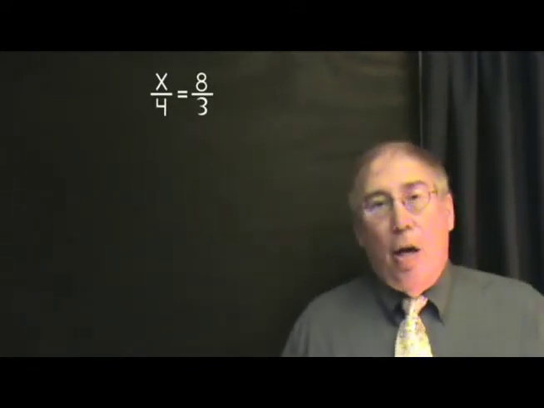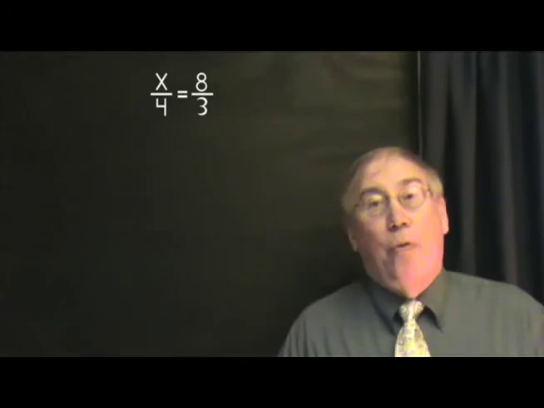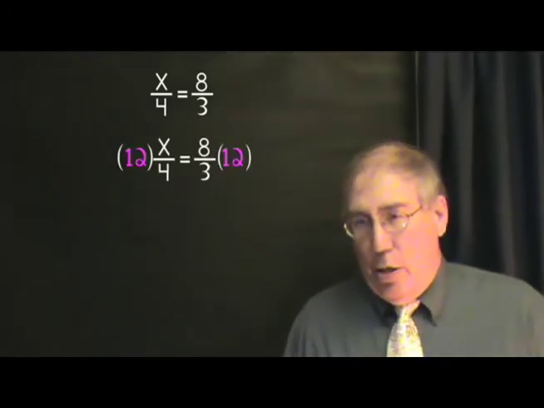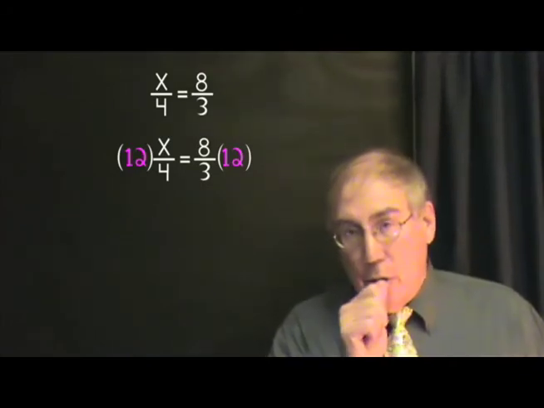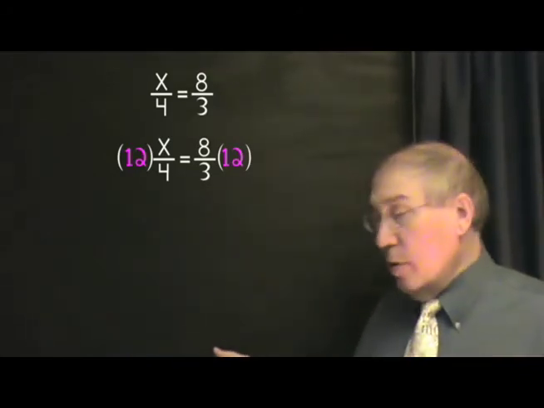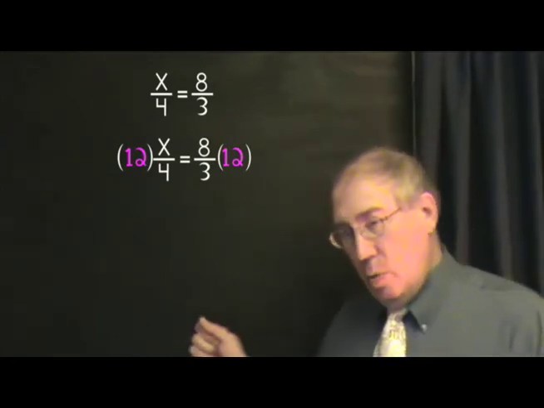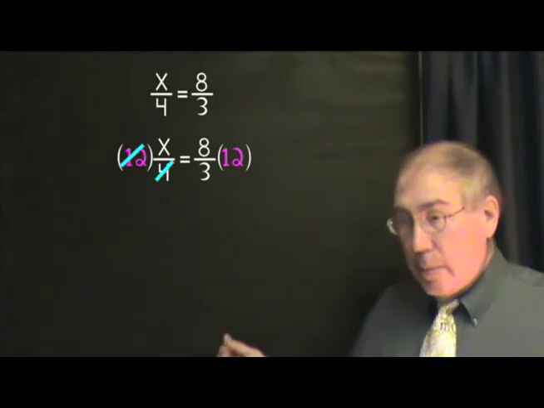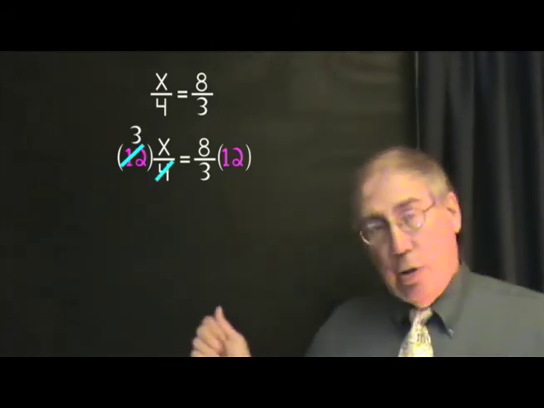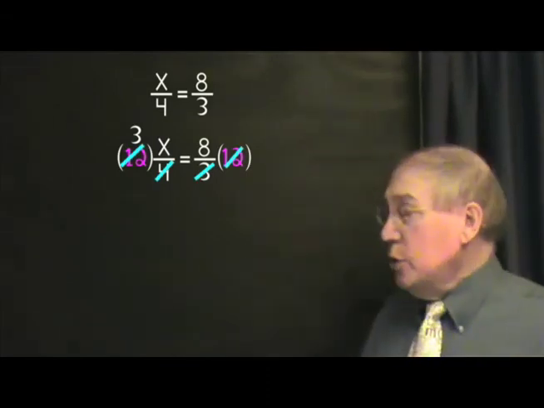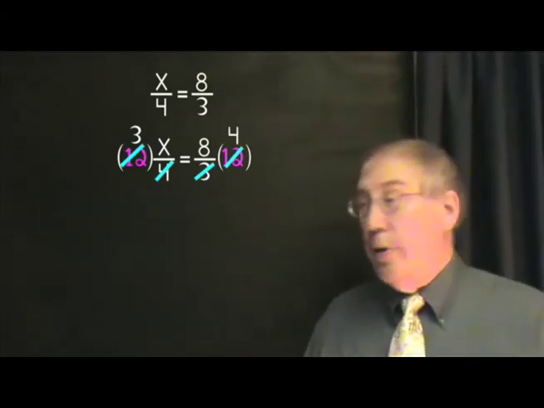This problem, what's the smallest number that both 4 and 3 will divide into evenly? It's 12. So let's multiply 12 times both sides, and then on the left hand side we can divide 4 into 12, goes 3 times, and then the 3 goes into the 12 on the right hand side 4 times. So we'll get 3x equals 32.